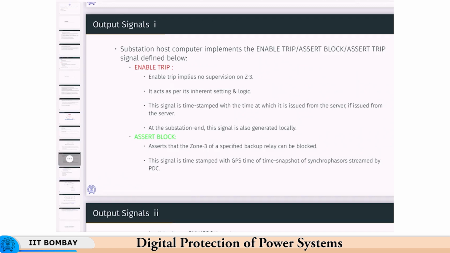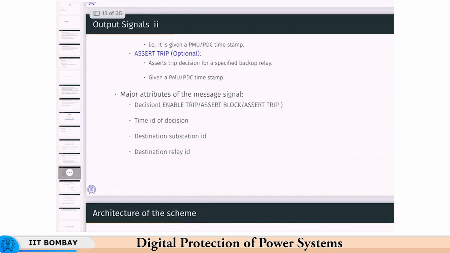Once again, this signal is time stamped with the GPS time of the time snapshot of synchrophasors, which is streamed by the PDC. So, whenever it assembles that time snapshot, the time is also included in that. Whatever the PDC time stamp is, that will be associated.